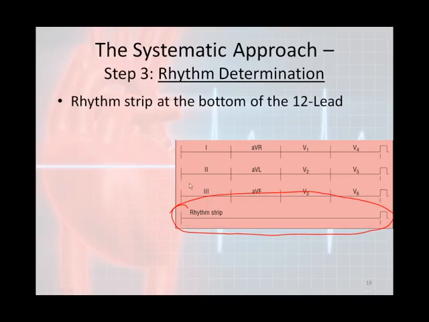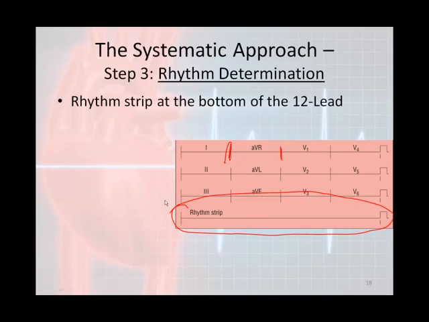If they don't, then you just have to use these leads up here and try to figure out the rhythm. The problem is it only goes for a couple seconds, and then the rhythm will change once it actually hits these little markers right here. The rhythm will change, which could change your P wave, which could change your QRS. It's always nice to have the rhythm strip down here at the bottom.